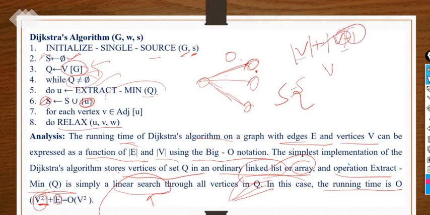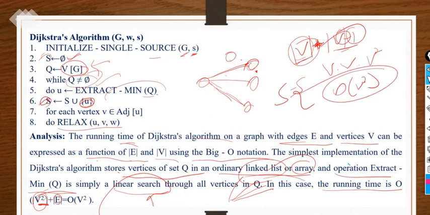If we multiply the number of vertices and the number of edges, it becomes V square. So directly we can write it as order of V square. That is the running time of the Dijkstra algorithm.